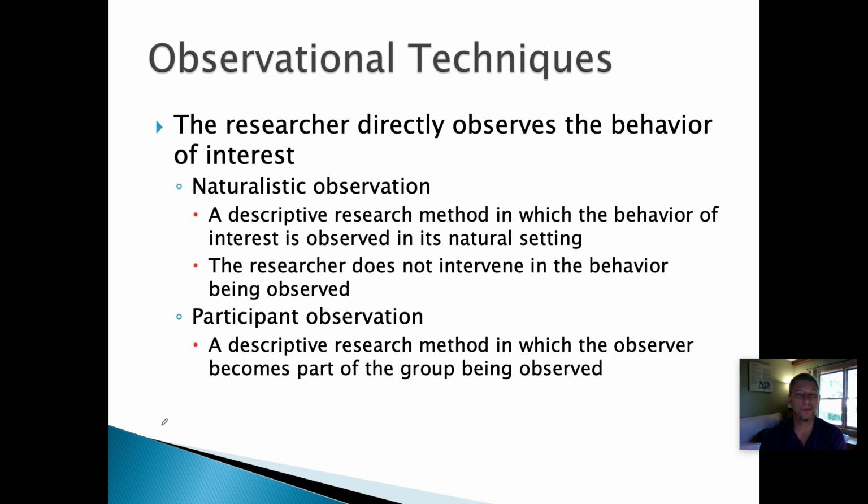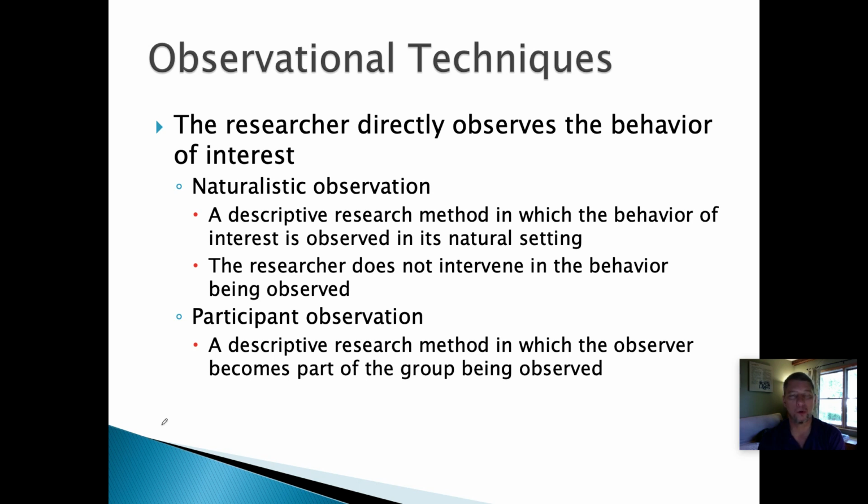And this is a descriptive research method in which the behavior of interest is observed in its natural setting. Now, it doesn't just have to be wildlife in the jungle or in the fish pond or whatever it is. It could be, you go into a church and you observe the behavior of the congregation. You could go into a bar and observe the behavior of the patrons of that bar. All right. But the important thing about a naturalistic observation is that the researcher himself or herself does not get involved in the behavior that they're observing.